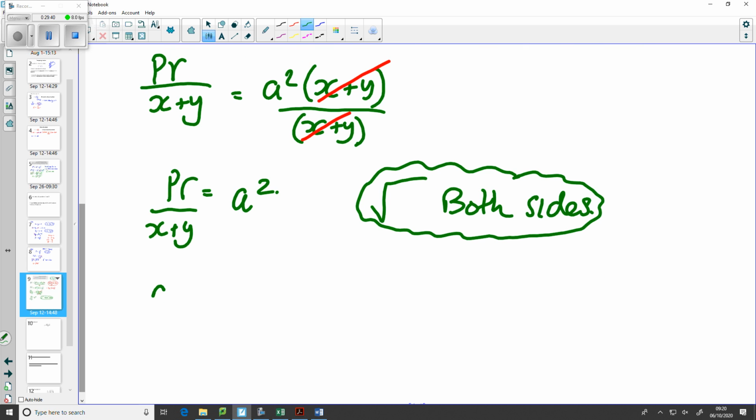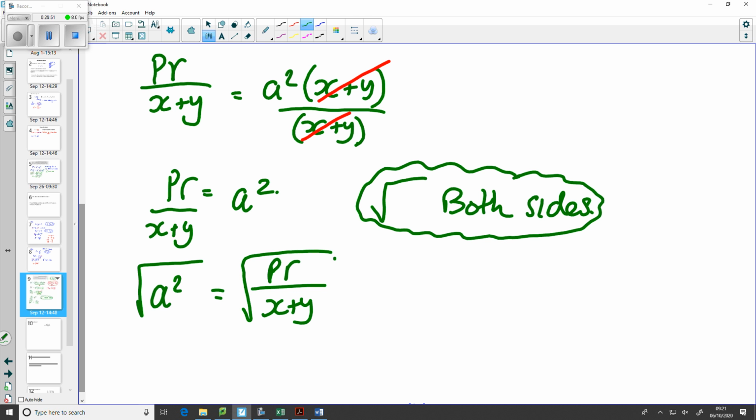So we go a squared, square rooted, is equal to PR over x plus y, square rooted. And that cancels, to leave I is equal to the square root of PR over x plus y.